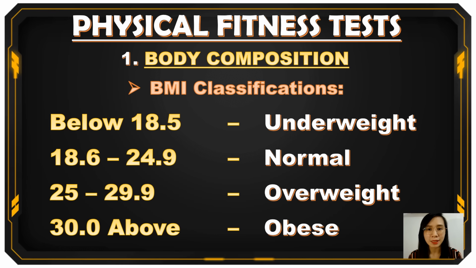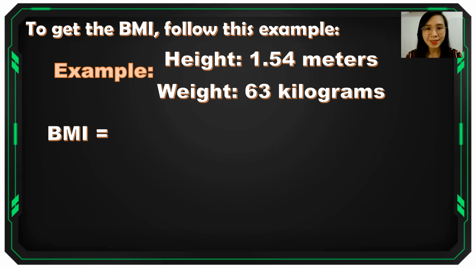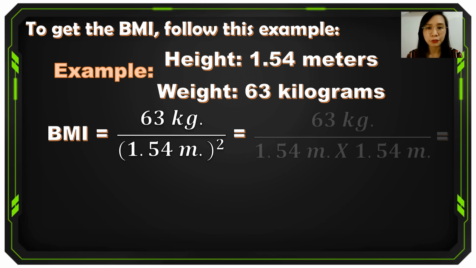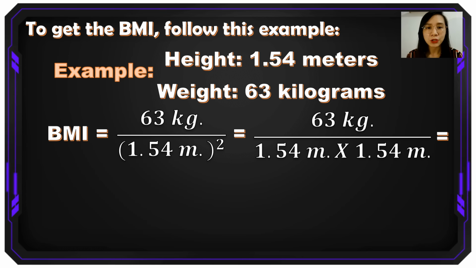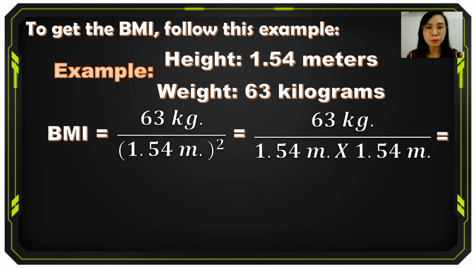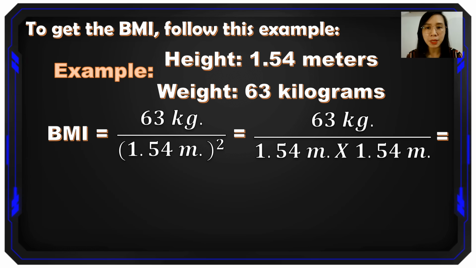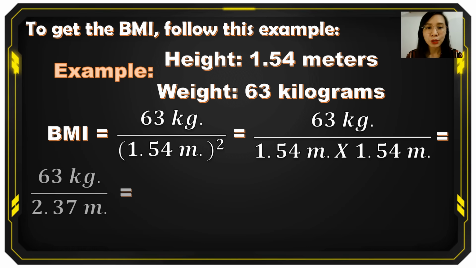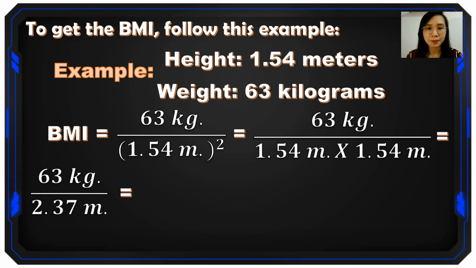Now, I will show you an example on how to compute the BMI. In this example, the given height is 1.54 meters and the weight is 63 kilograms. Again, the formula is weight divided by height squared. First, multiply the height by itself to get the squared product. So it will be 1.54 meters times 1.54 meters. Then you will get 2.37 meters.